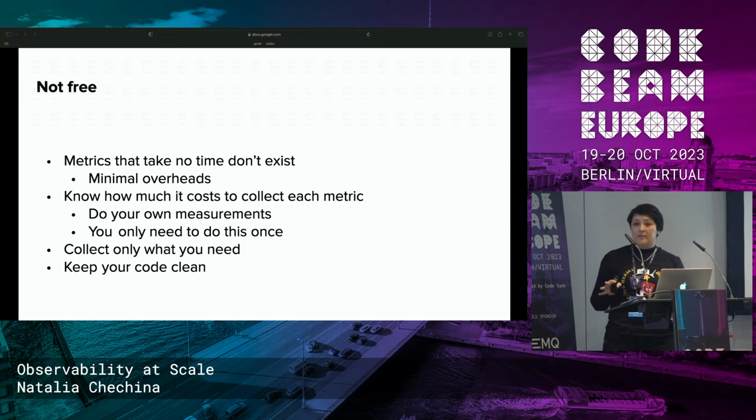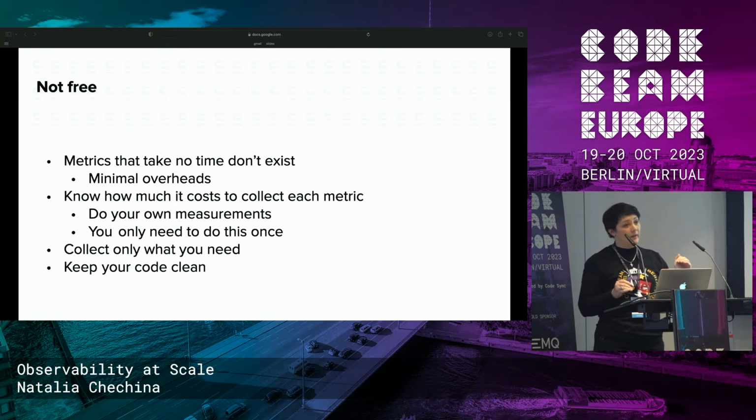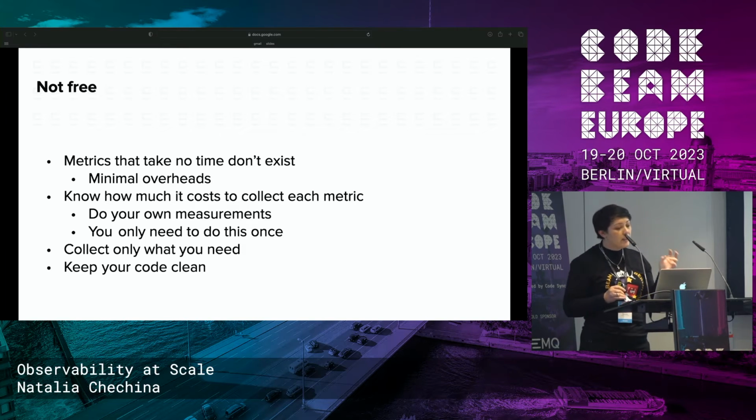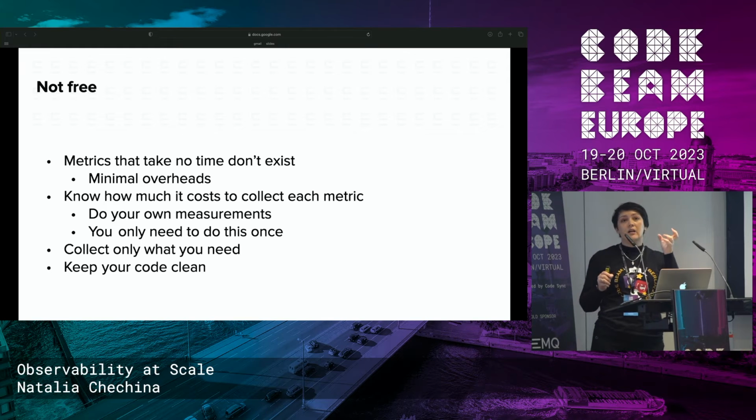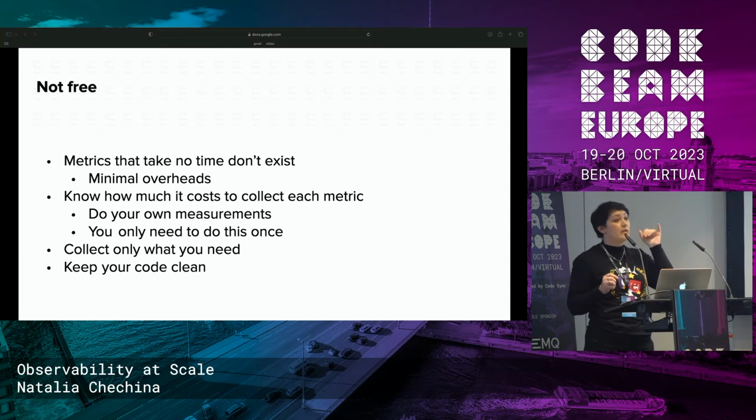Metrics are not free, right? They're on the happy path. And here you really need to think about your design, right? For example, if you take a timestamp, how long is it going to take? So, for example, monotonic time takes about 25 microseconds.